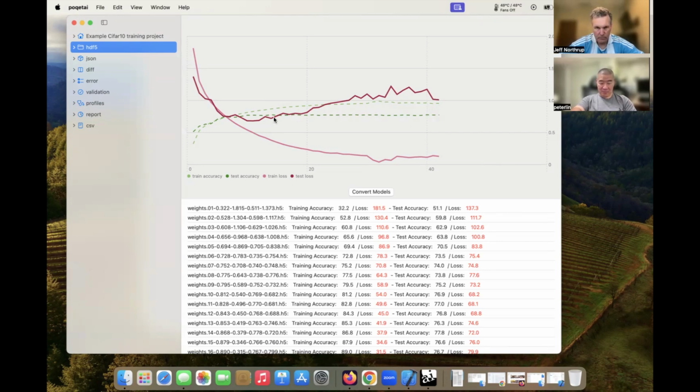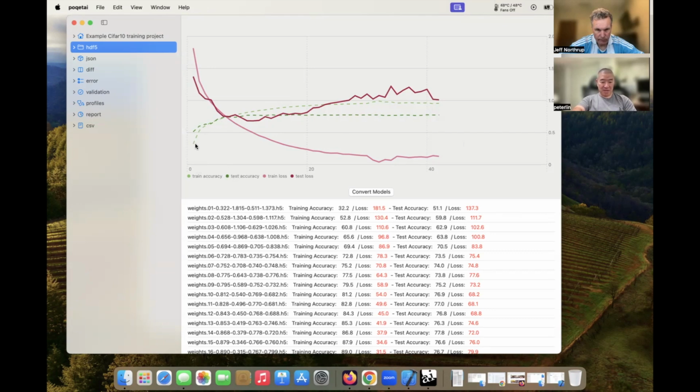Okay. So let's look at an example here. Here I have a training run that I did. It was for 40 epochs. As we can see, there are 4 lines here. The loss is in the red shade, and the accuracy is in the green shade. The training data set is the light green, and the test data set is the dark green.